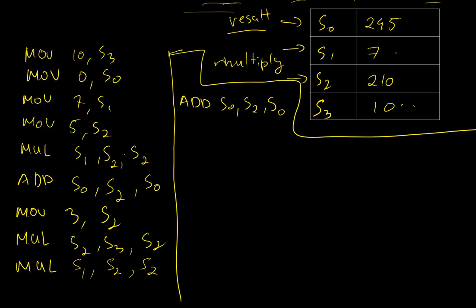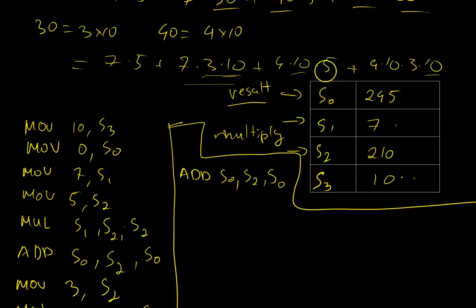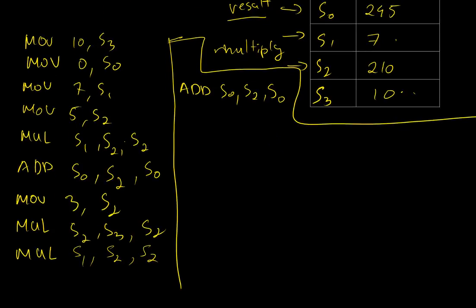Let's continue. The next part of this is multiplying by 40. So let's make sure that we have a 40 in our memory somewhere, and let's use S1. So the way we're going to get 40 is we're going to multiply 4 by 10. So let's move 4 into S1, and then let's multiply S1 by S3, which is still 10, and store that back in S1. So once this instruction finished, this was equal to 4, and then after this instruction finished, this is now equal to 40.